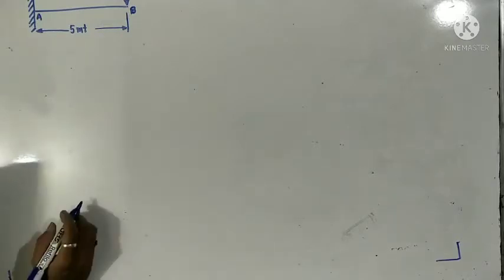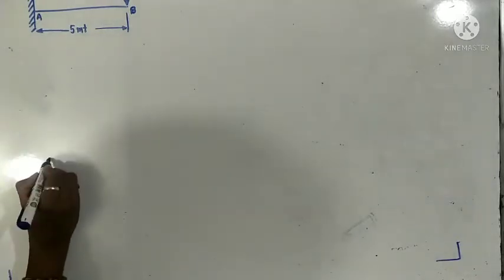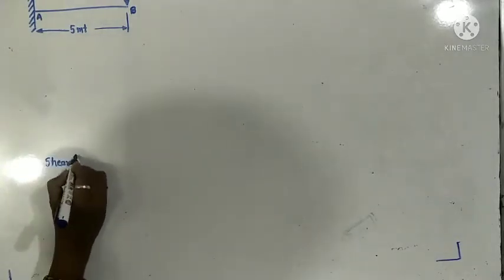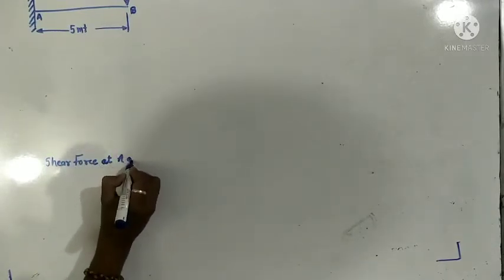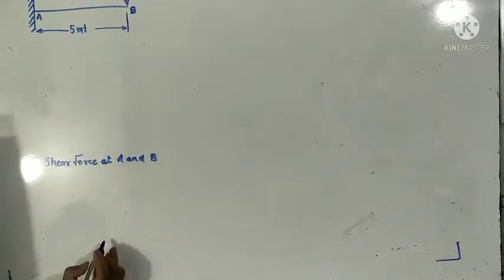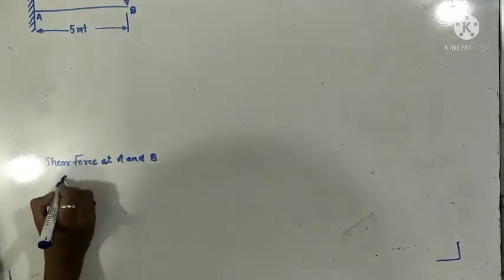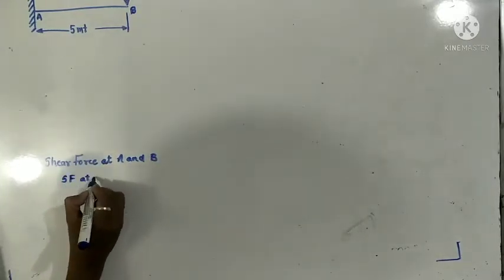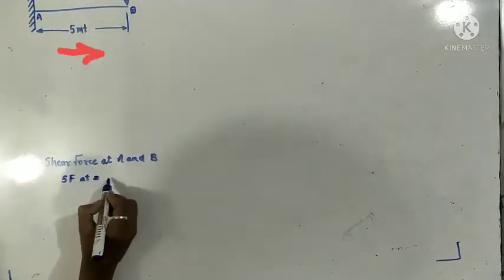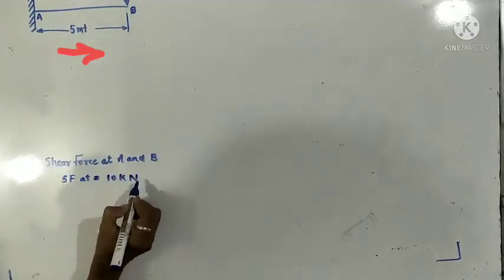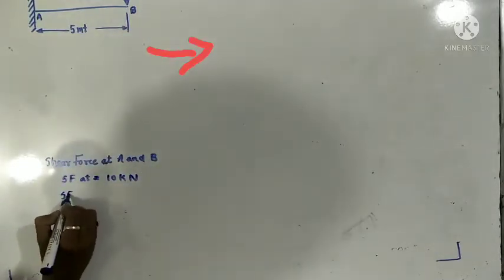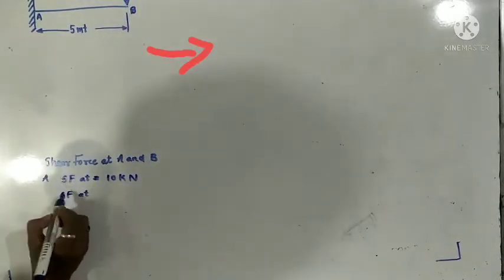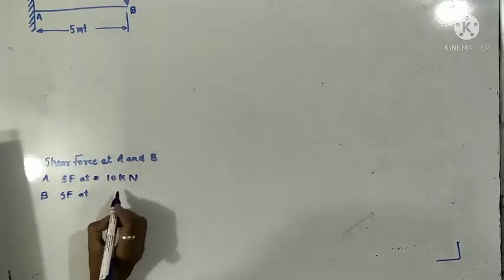Calculate shear force at A and B. If you observe right side of the A, the 10 kilonewton is acting. So the shear force at A is 10 kilonewton, whereas right side of B nothing is acting, so shear force at B is 0 kilonewton.